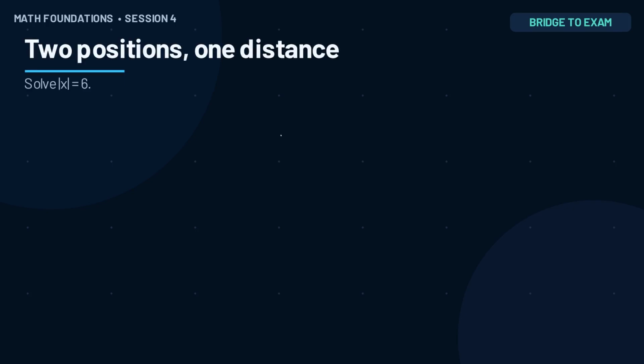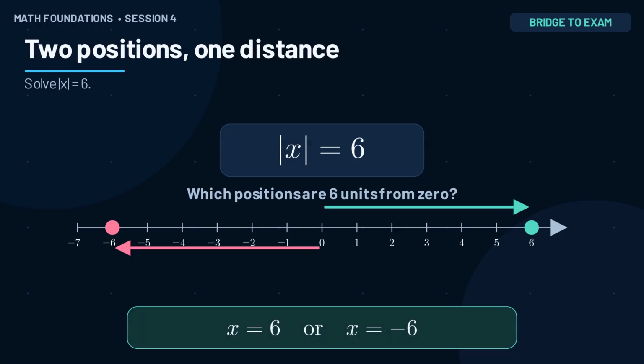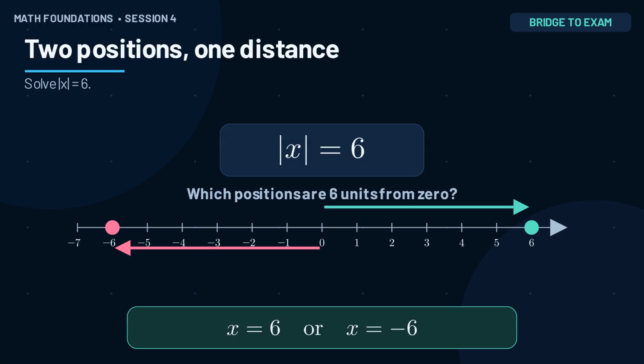Solve absolute value of x equals 6. Translate the equation. Which positions are 6 units from 0? Step 1. Move 6 units right to +6. Step 2. Move 6 units left to -6. Both positions have distance 6. Therefore, the equation has two solutions, x equals 6 or x equals -6. Whenever a positive distance is given, check both sides of 0.